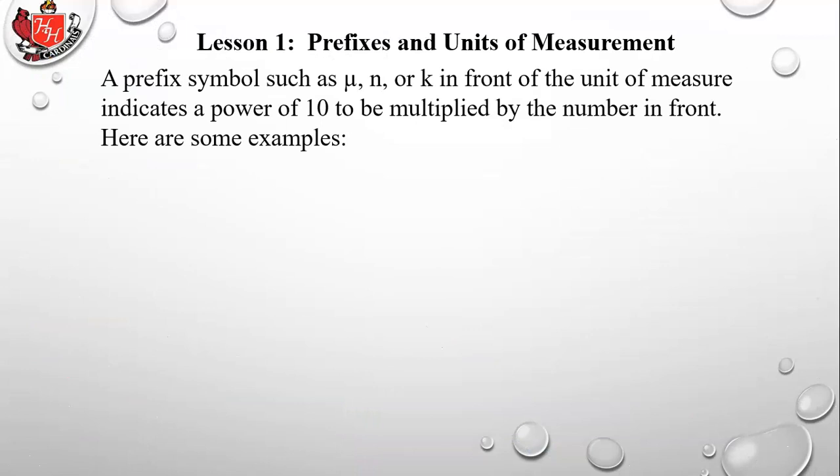Prefixes such as mu, that looks like a U with a little leg on it there, n for nano, k for kilo, in front of the unit of measure indicates the power of 10 to be multiplied by the number in front. So here are some examples. And you do have a copy of that previous slide in your reference sheet section.